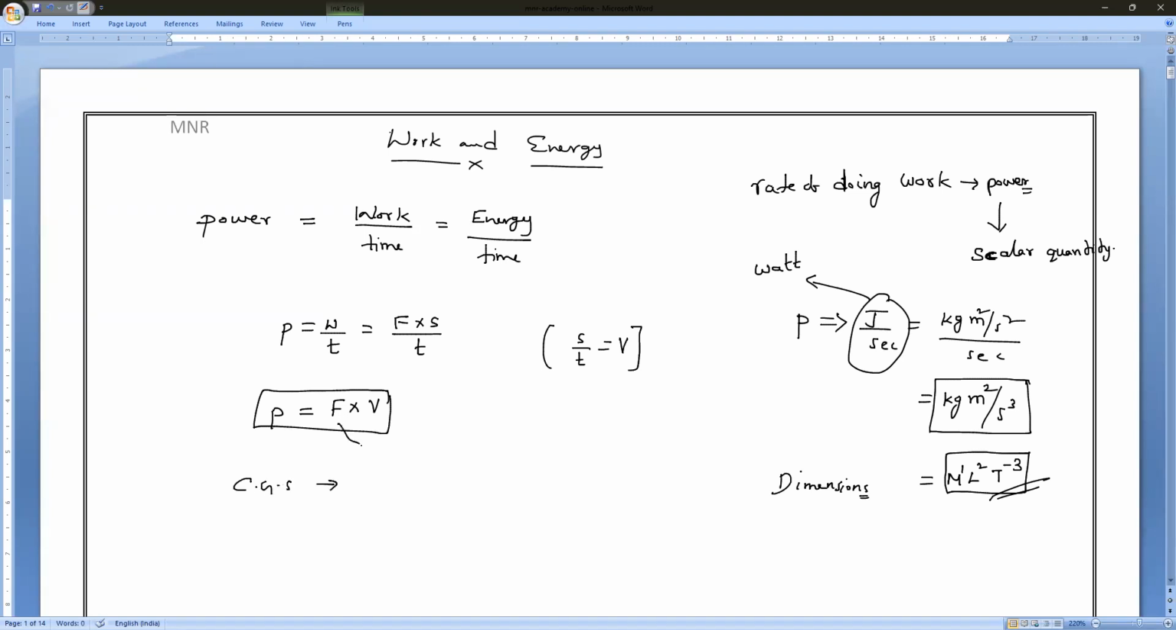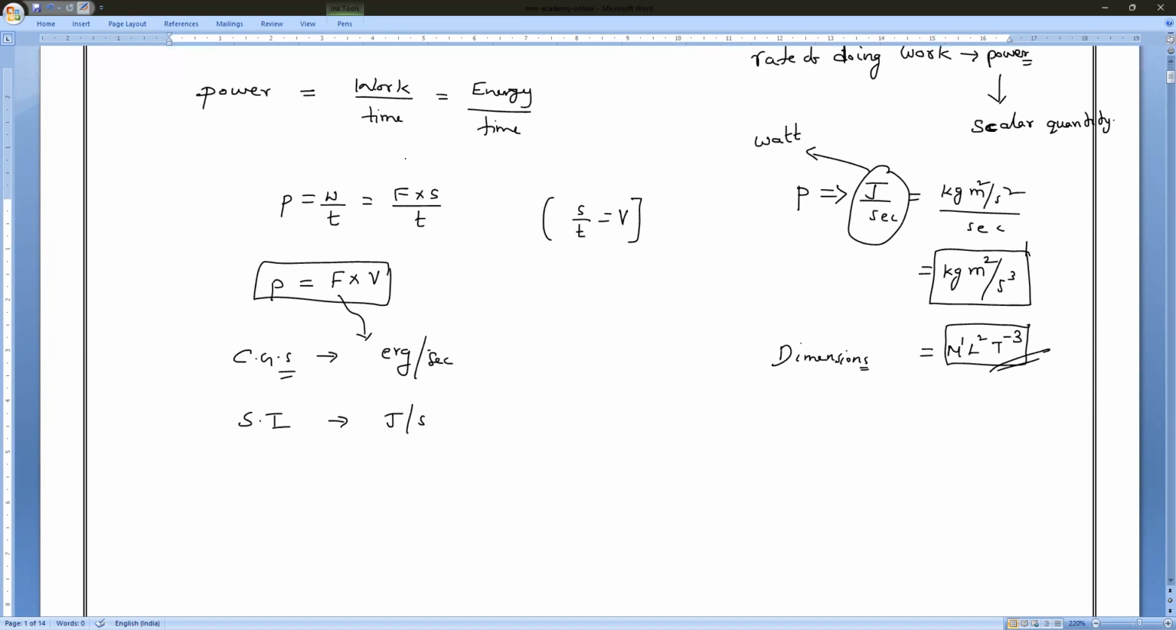If you take the CGS unit, what is the CGS unit of work? Erg. CGS unit of power is erg per second. Joule per second, correct. The SI unit is joule, the CGS unit is erg. So joule per second is the SI unit and the CGS unit is erg per second. Do you remember? We have studied erg, everybody? Yes or no, guys?